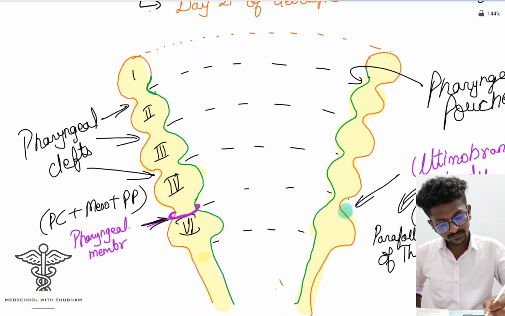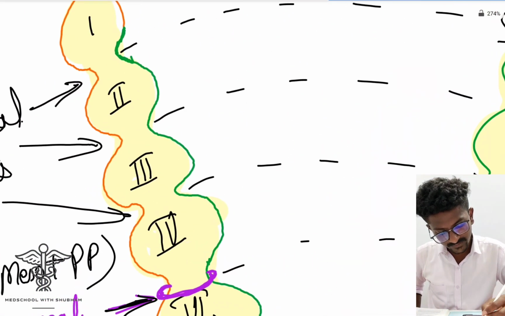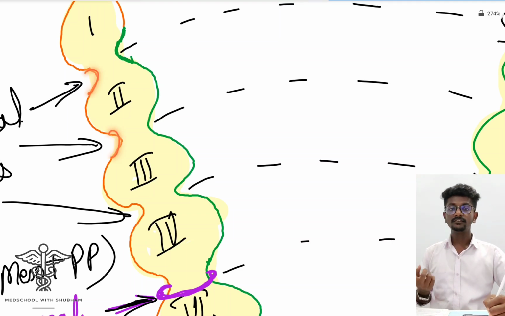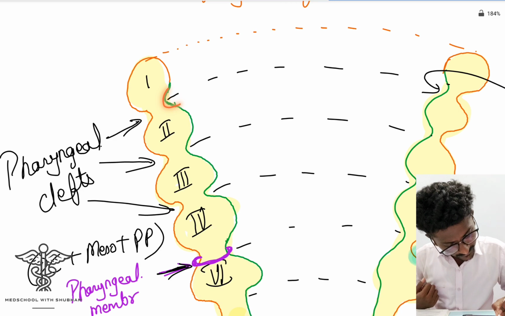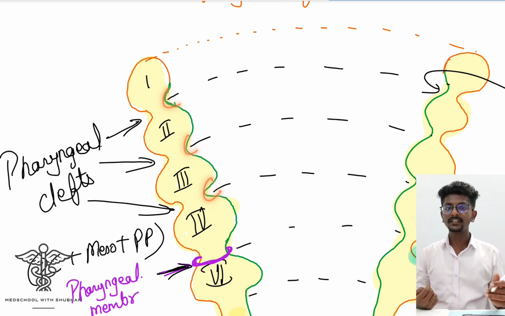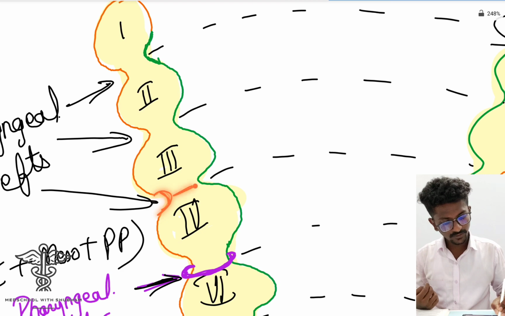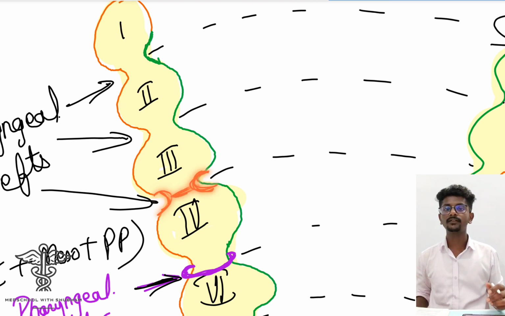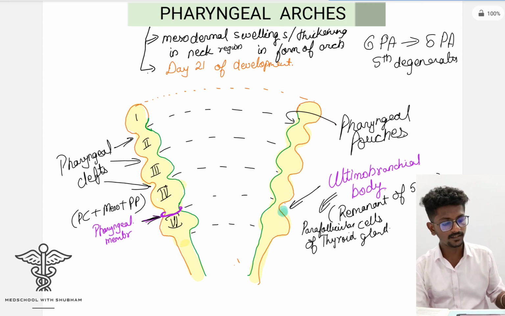Okay, then you have this outer depression that you can see over here. This depression on the outer side is called the pharyngeal cleft, and those on the inner side are called the pharyngeal pouches. And the pharyngeal cleft, the mesoderm and the pharyngeal pouch together are called the pharyngeal membrane. Okay, now you have another important thing.